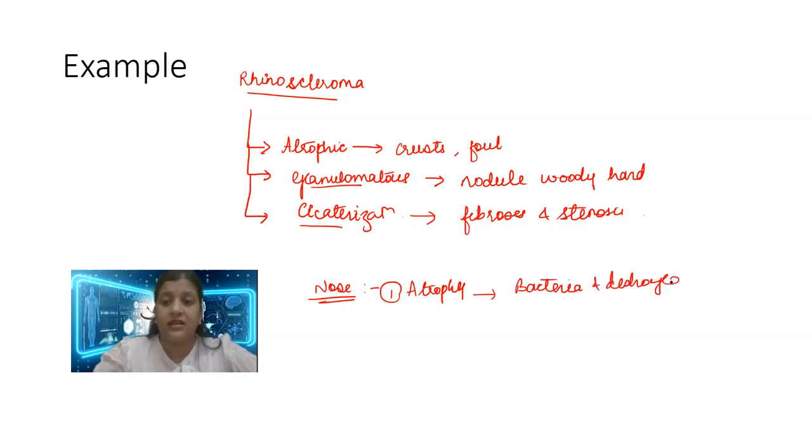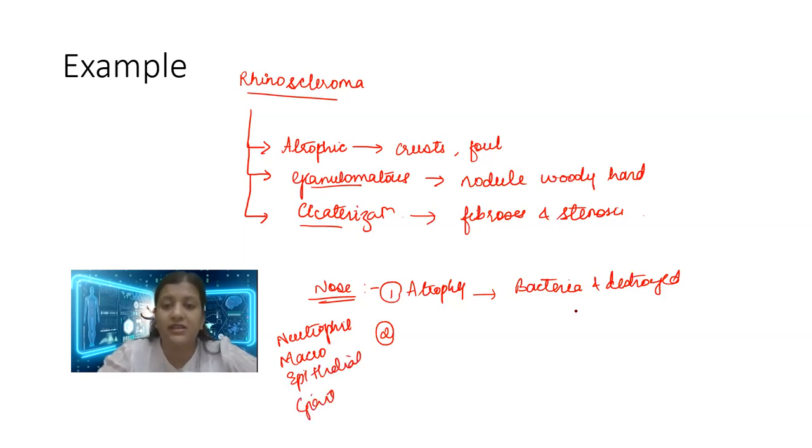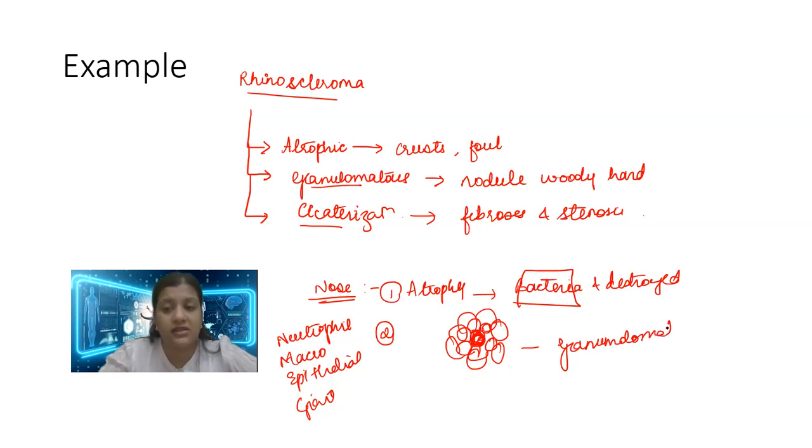What happens next? Does your immune system come to the rescue? Yes. What does your immune system do? It will send your neutrophils, your macrophages, your epithelioid cells, your giant cells. All these cells will go and fight against the bacteria. As a result, there is a central area of necrosis surrounded by these cells, which are your neutrophils, macrophages, epithelioid cells, and giant cells. And this, we already know, is a granuloma. So this stage is called the granulomatous stage.